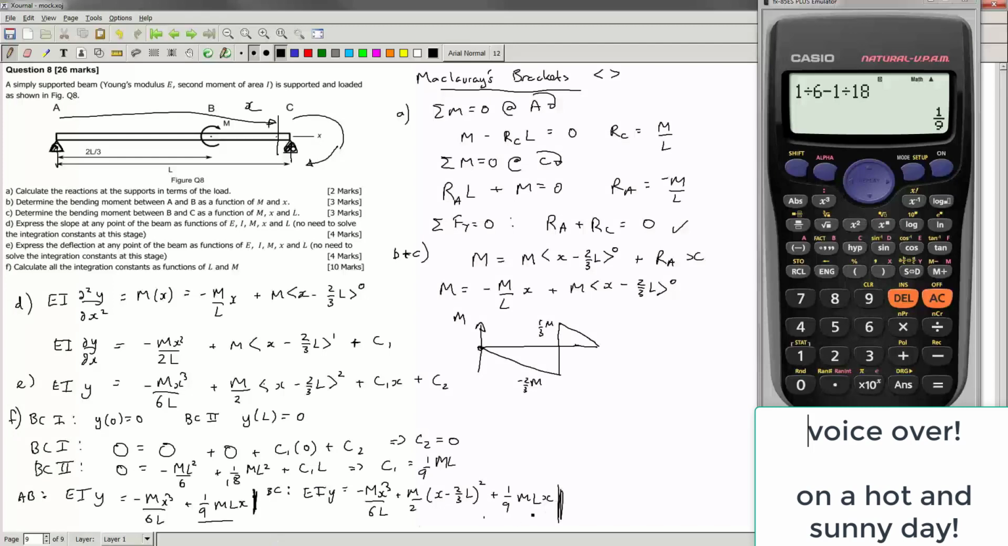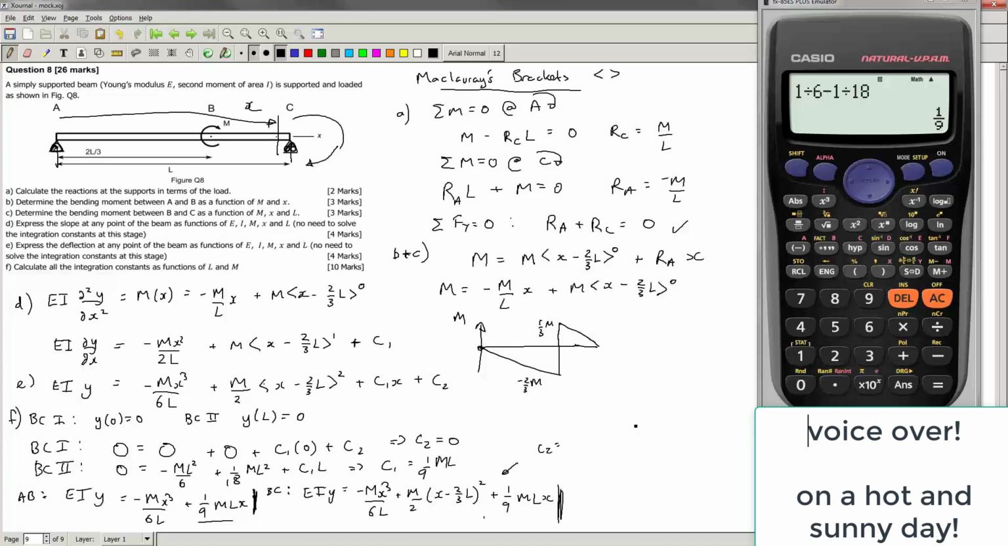Although, strictly speaking, I haven't told you what C1 and C2 are explicitly for the section BC, although I have done so for the section AB. Notice in this particular case for section AB, C1 is the 9th ml and C2 equals 0. But for section BC, if I did want to find what C1 and C2 are, what I'd need to do is expand out this bracket.